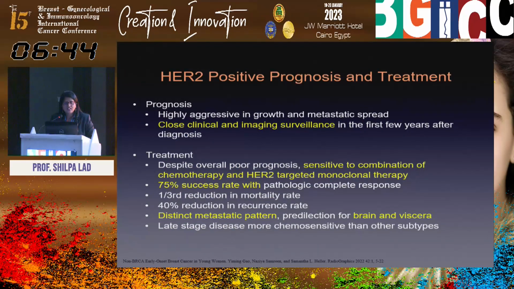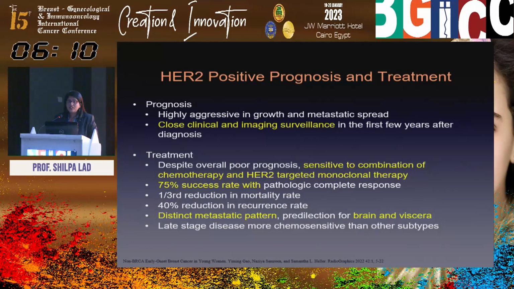How is the prognosis in these HER2 positive patients? These are highly aggressive cancers. Again, close clinical and imaging surveillance in the first few years, just like TNBC, is very important. Despite overall poor prognosis, these are sensitive to a combination of chemotherapy and HER2 targeted monoclonal therapy. They have a 75% success rate with complete pathologic response, 1/3 reduction in mortality rate, and 40% reduction in recurrence rate. So they respond well to treatment.